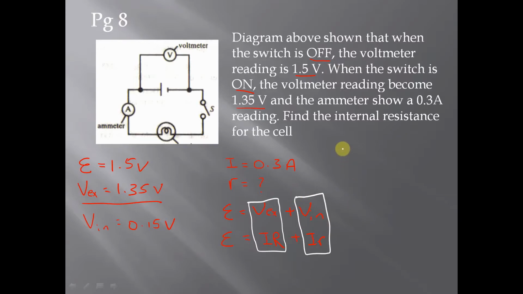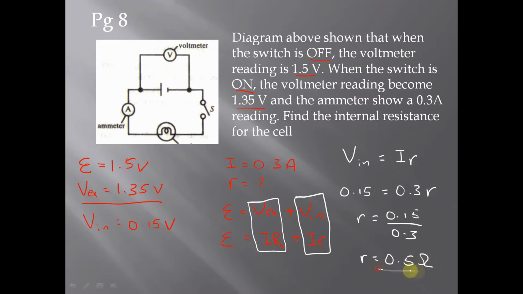That means that basically the internal voltage is also equal with I small r. So this is our 0.15 as we calculated earlier on. And this is a 0.3. So R we need to find. So in that case, I don't think it's difficult for you. So R going to be 0.15 divided by 0.3. So obviously you will get a 0.5 ohm. So that is the final answer for this question.